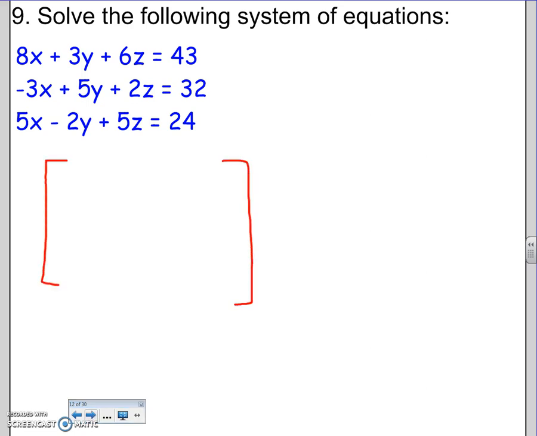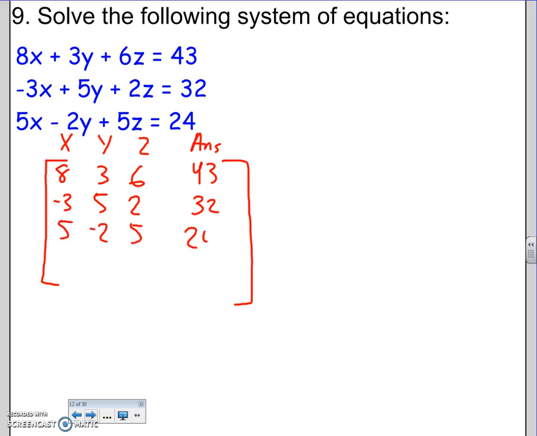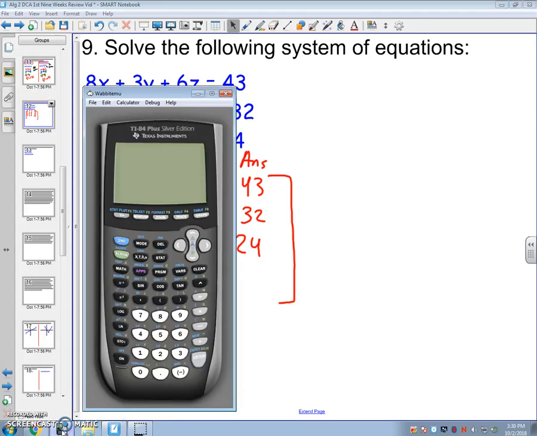You can label the columns if you want. This is the x column, the y column, the z column, and the answer column. I'm going to fill in the first equation. So that's going to be 8, 3, 6, 43. Second equation, negative 3, 5, 2, 32. Third equation, 5, negative 2, 5, 24. Now I'm putting it in the calculator and doing RREF. So I'm pulling up the calculator.